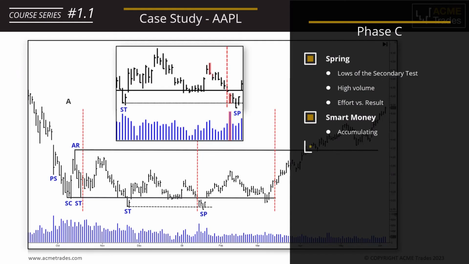Don't forget, as we break down here, the weak hands would be selling. As they sell, they would buy. Ergo, we have a fairly small spread with high volume.